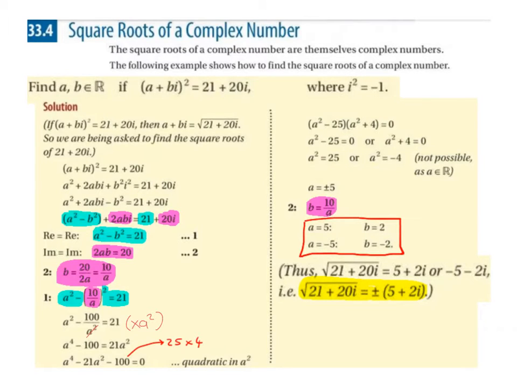So now we just have to find the b. So equation 2 told us that b was equal to 10 divided by a. So if a is 5, then 10 divided by 5 is 2. And if a is -5, then 10 divided by -5 is -2. Thus, the square root of 21 + 20i is equal to 5 + 2i, or -5 - 2i, i.e. the square root of 21 + 20i is equal to plus or minus (5 + 2i).